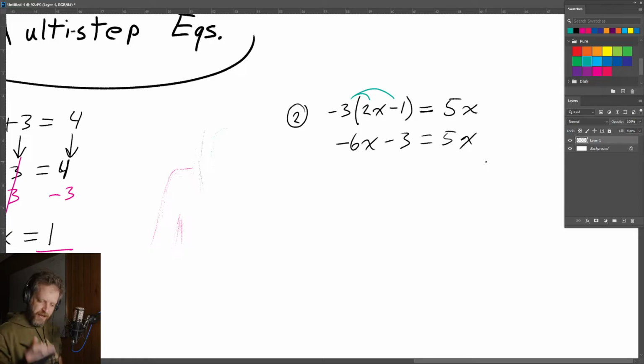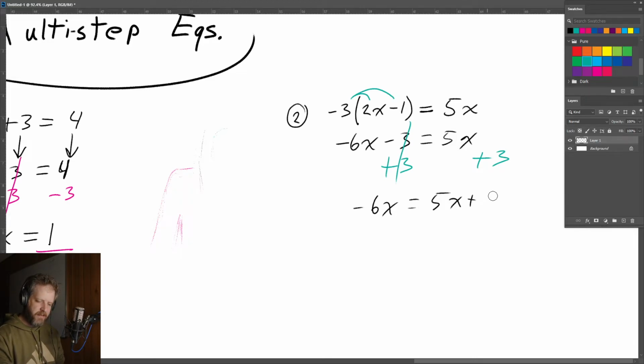Somebody tell me very specifically what I'm going to do. Even if it's wrong, tell me something. Add the 3. Plus 3. Sounds fine. Negative 6x equals 5x plus 3.